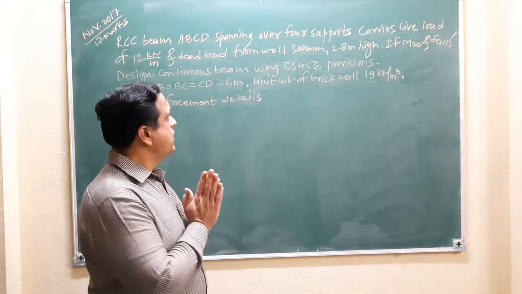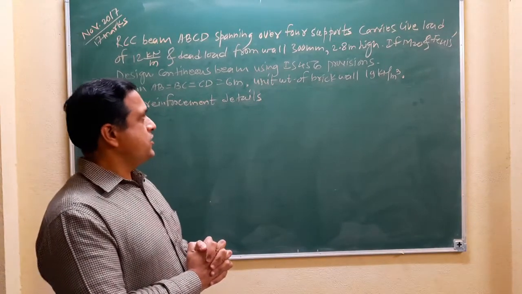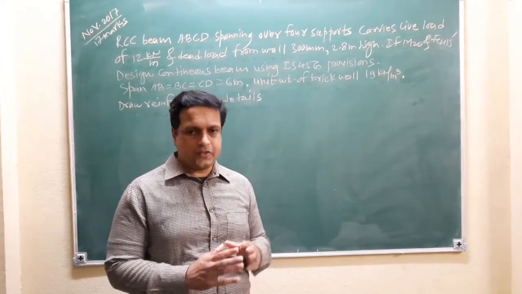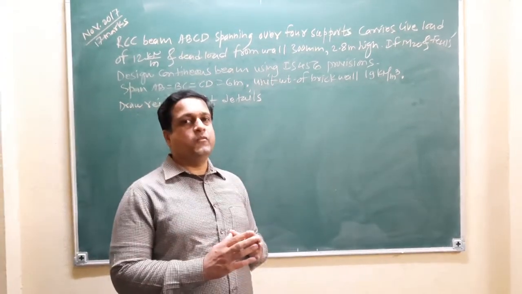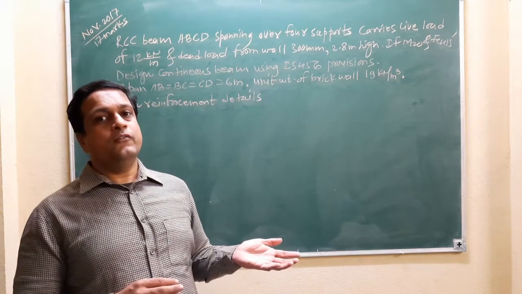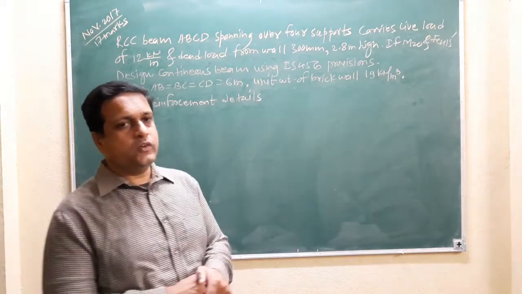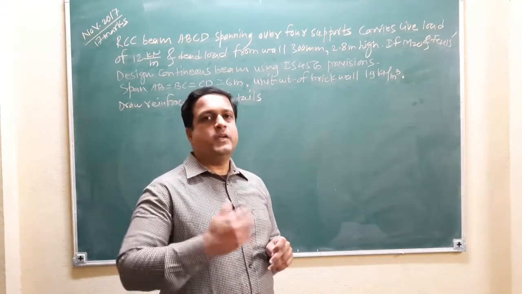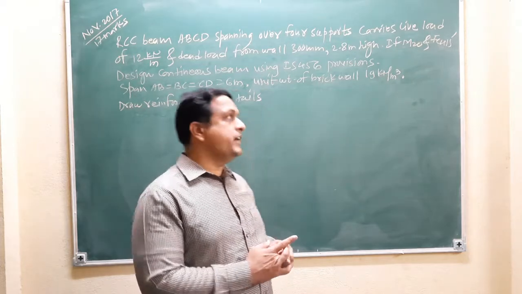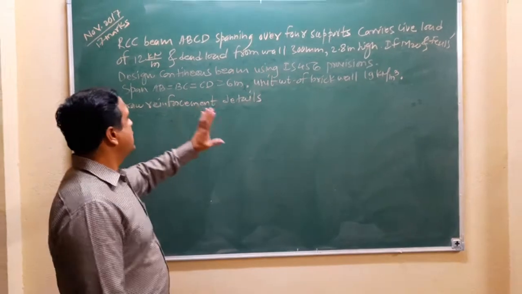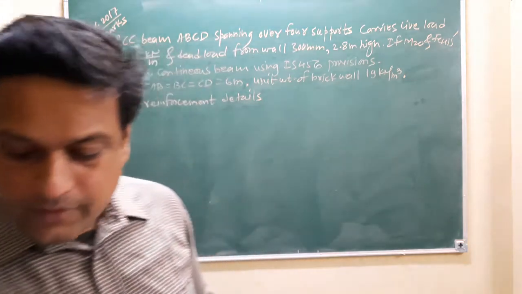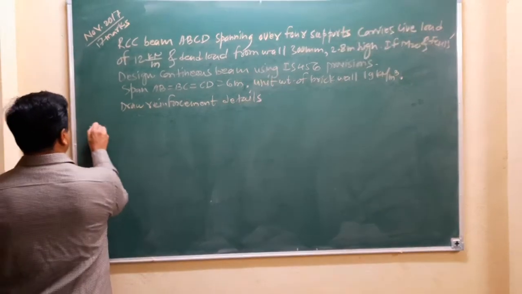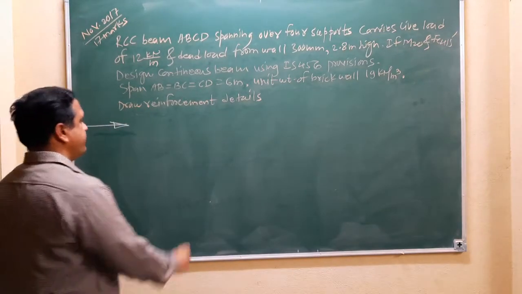Now what to do? The main points of the question: live load is given in the question. Dead load is not given separately. The dead load is given in the form of a brick wall load, so you have to consider that load as a dead load, and the self weight of the beam you have to consider separately in the dead load. First I will sketch it, then I will show you how to design the beam.